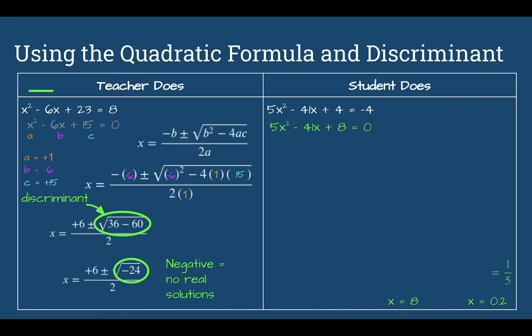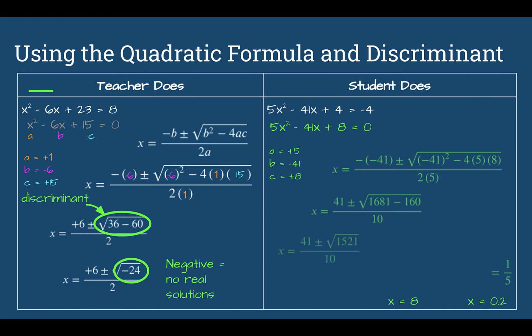First, add 4 to both sides, so it's gone off the right. Now we have a is equal to 5, b is -41, c is 8. Plugging in those numbers, simplifying it out, we end up with 41 plus or minus the square root of 1,521, all over 10. Lucky for us, the square root of 1521 is 39. So we're actually ending up with 41 plus or minus 39 divided by 10.